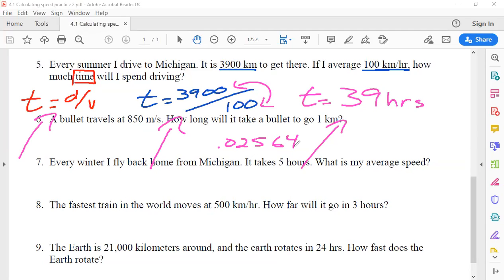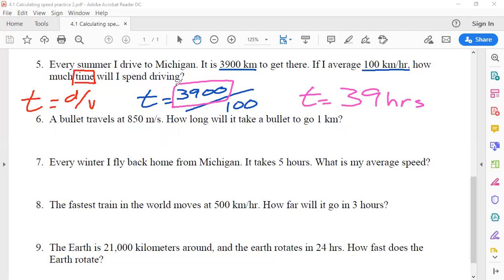I think it's more like 7. Still, that's not enough time. So we need to do our steps. We need to put things in the right place. We can't flip-flop these. It matters. I remember earlier when we were doing Newton's law, someone said, yeah, but doesn't the big number always go on top? No, the correct number goes up top. The distance goes up top.